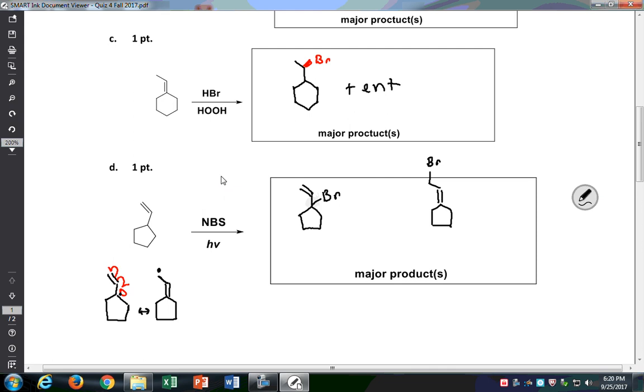Likely you might get a little bit more of this one because this is going to be our more contributing resonance structure because our radical is more stable. It's tertiary versus primary. But the difference might not be enough to where we'd see a difference in the amount of product made. It might be a difference of, let's say, 53% and like 47%. So it might not be a big difference.